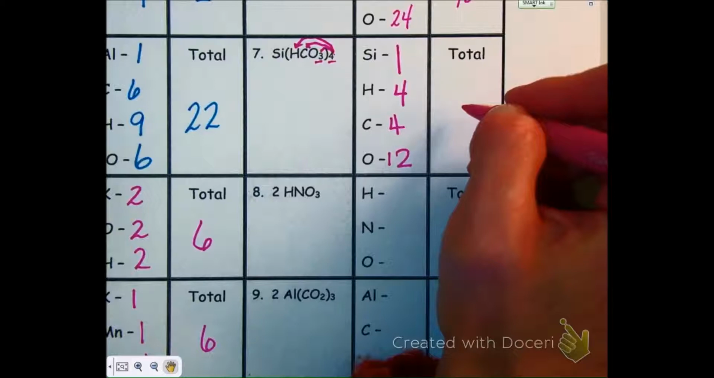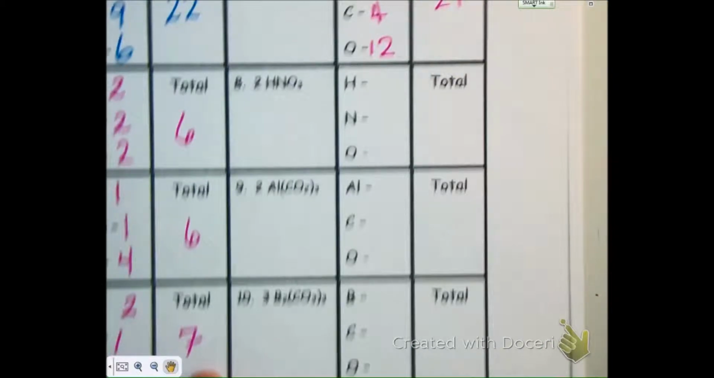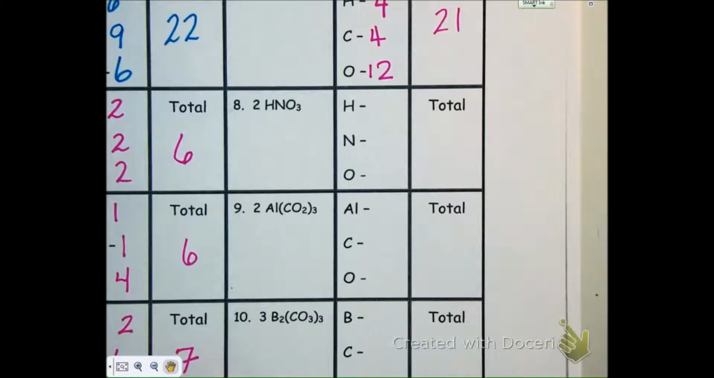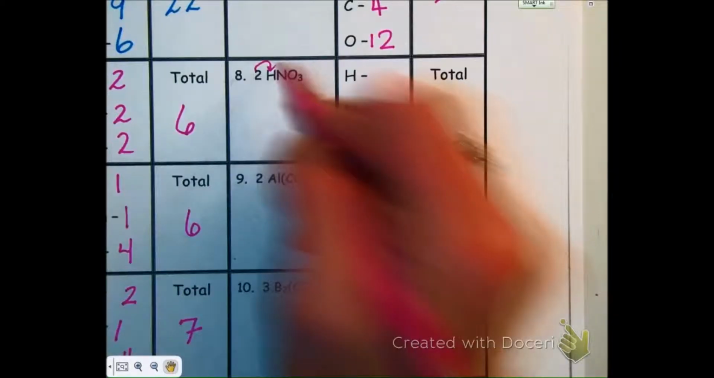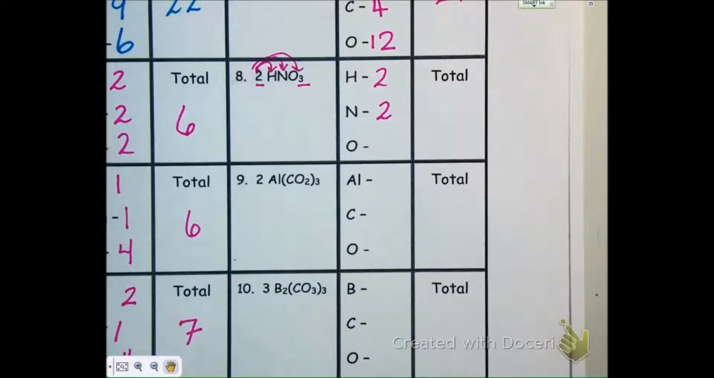Number 8. Do I have a volunteer that has not shared yet? All right, Blake. Okay, so I distributed the 2 to the H and the N and the O. Very good. And for the H I got 2. And for the N I also got 2. And then for the O I got 6 because we have to multiply the subscripts by 2. Very good.